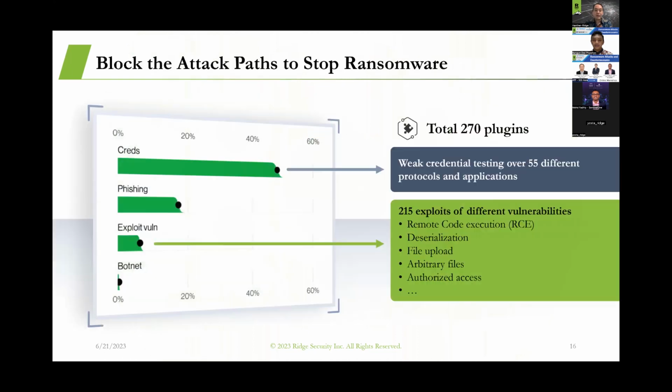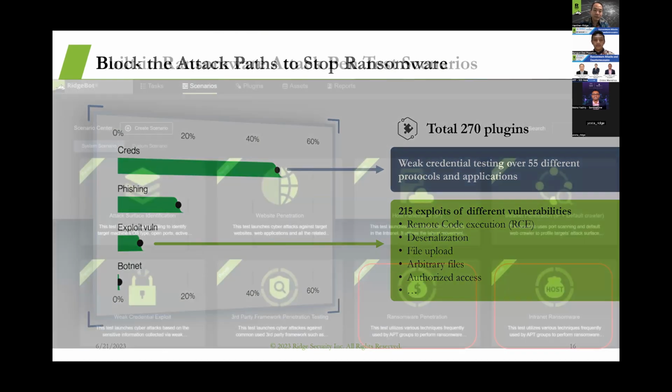Right? So over here, we have close to 270 and more plugins to identify default weak credentials across multiple protocols and applications, and more than 215 exploits, which are mapped to the ransomware use case attack vector, where the ransomware makes use of these different vulnerabilities to break into the organization.